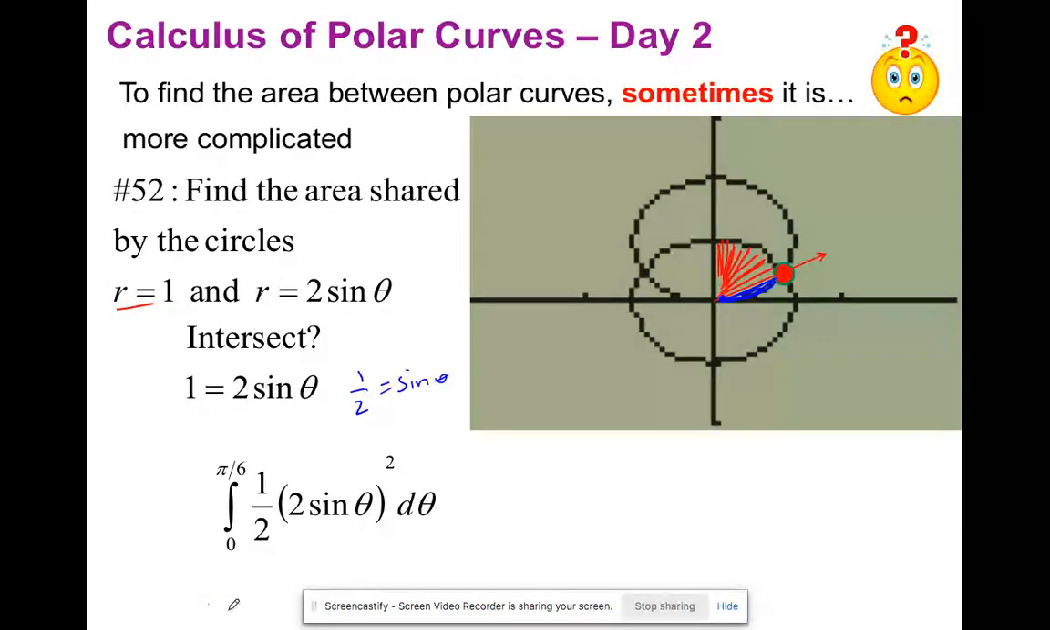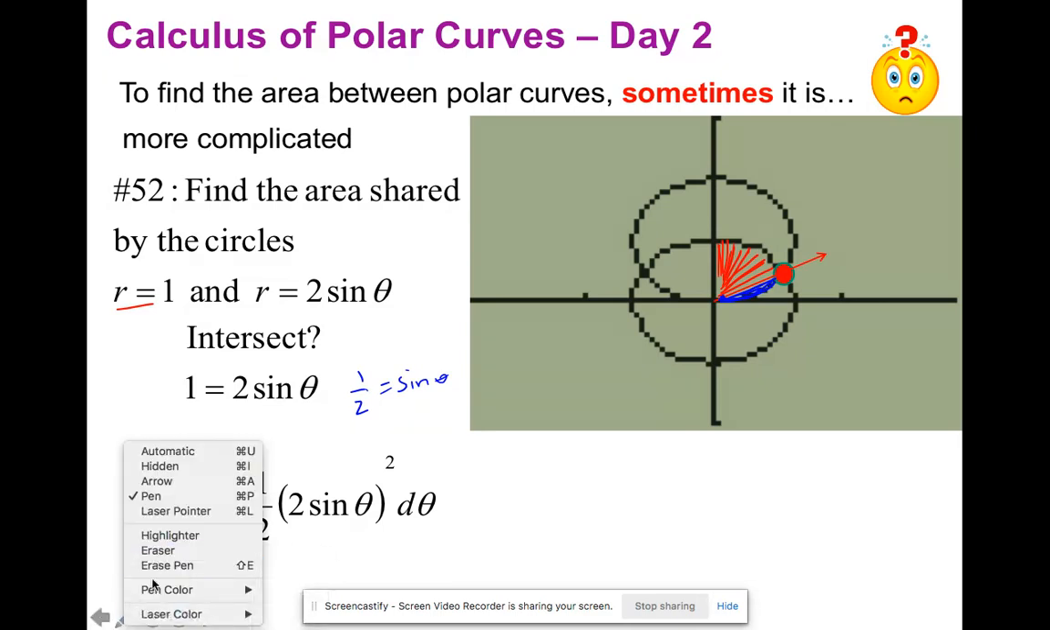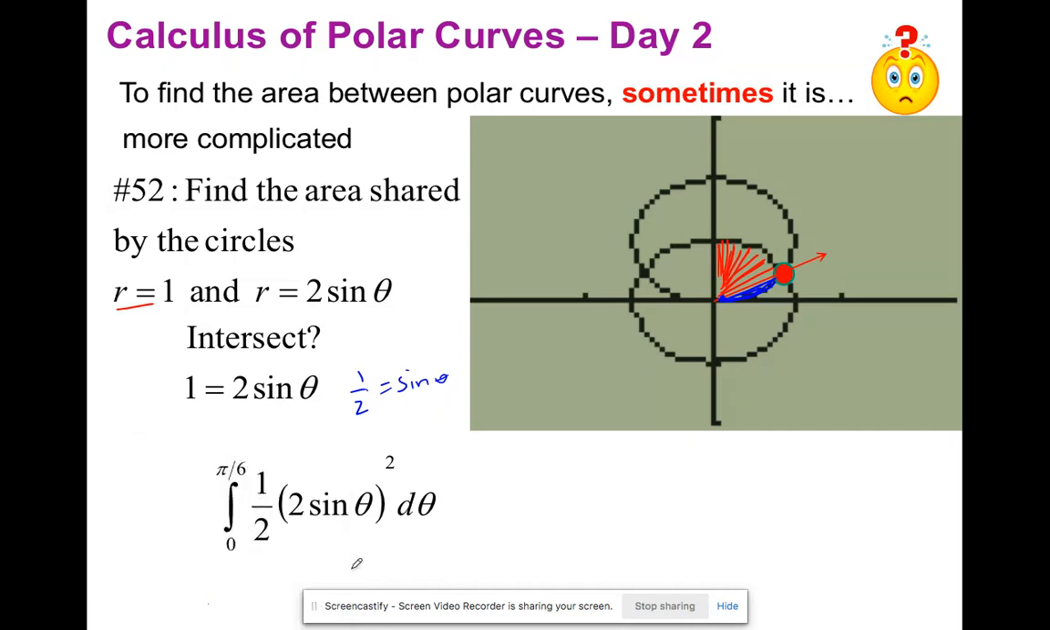Okay, here we go. So, do you see what I've written so far? What have I done? I've done blue, going from theta equals 0 to theta equals pi over 6 on the blue one. That gets me this little sliver right here.